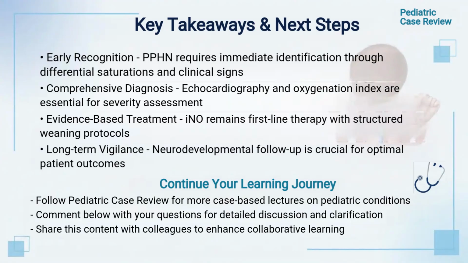And that brings us to the end of today's lecture on persistent pulmonary hypertension of the newborn. Let us quickly review the key takeaways. Early recognition is essential. Look for differential saturations, refractory cyanosis, and clinical signs of right heart strain. Echocardiography and the oxygenation index are your two most important tools for diagnosis and severity assessment. Inhaled nitric oxide remains the first-line evidence-based therapy, and structured gradual weaning prevents rebound pulmonary hypertension. Finally, long-term neurodevelopmental follow-up is crucial for all infants who survive severe PPHN, especially those requiring extracorporeal membrane oxygenation.